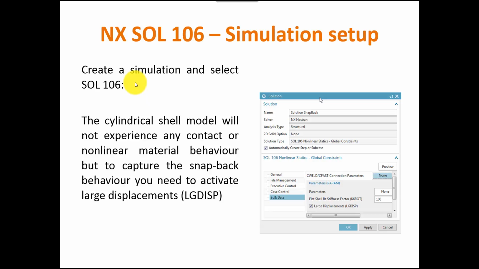What you have to do is to create a simulation and select SOL106. And you have to make sure that the bulk data option here, large displacements, LGDISP, is switched on. Otherwise, you won't be able to capture the nonlinear behavior, and you will only run a linear analysis.